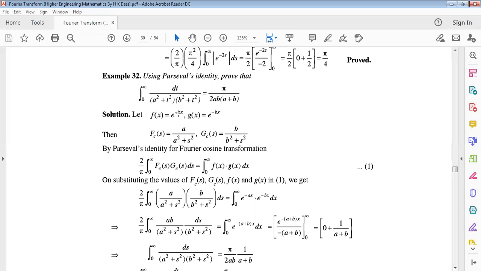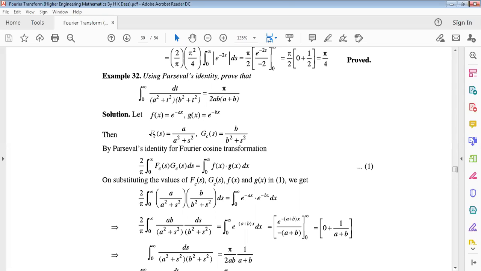One is the independent variable x, another is also the independent variable x, but the constants are different, because there are two different constants. One is constant a, another is constant b. This is why f of x equals e to the power minus ax, and g of x equals e to the power minus bx.